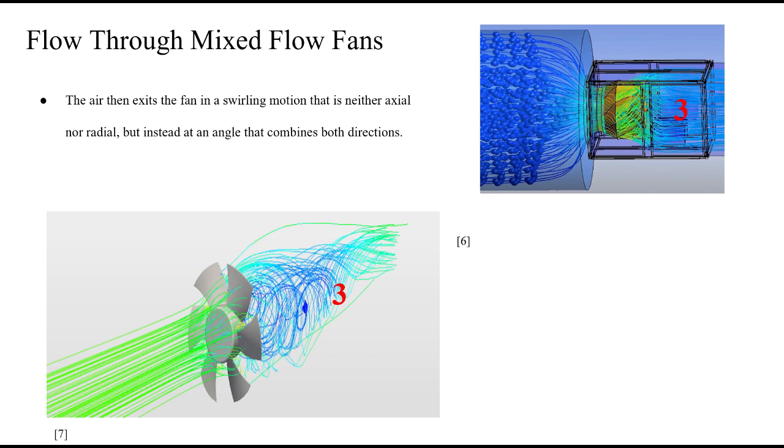Air is ejected out of the fan in a swirling motion that is neither axial nor radial, but instead at an angle that combines both directions. On the bottom picture, you can see how this works. This motion at which air is discharged maximizes the amount of airflow and the pressure at which the air flows. This ejection is highly effective for applications requiring airflow over long distances.